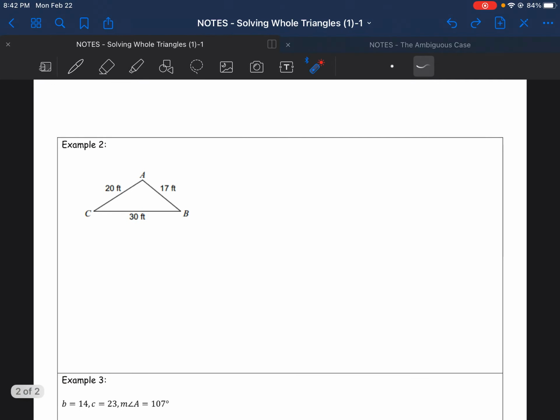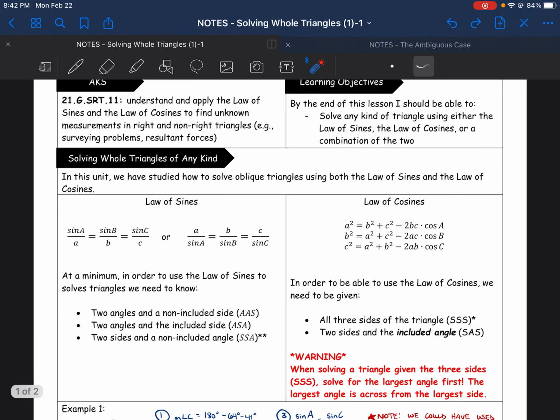All right, let's take a look at our second example. Here in the second example, we see that we have a triangle and we're given the three sides. Now, knowing that this is a side-side-side triangle, we have to use the law of cosines. It's our only option at first.